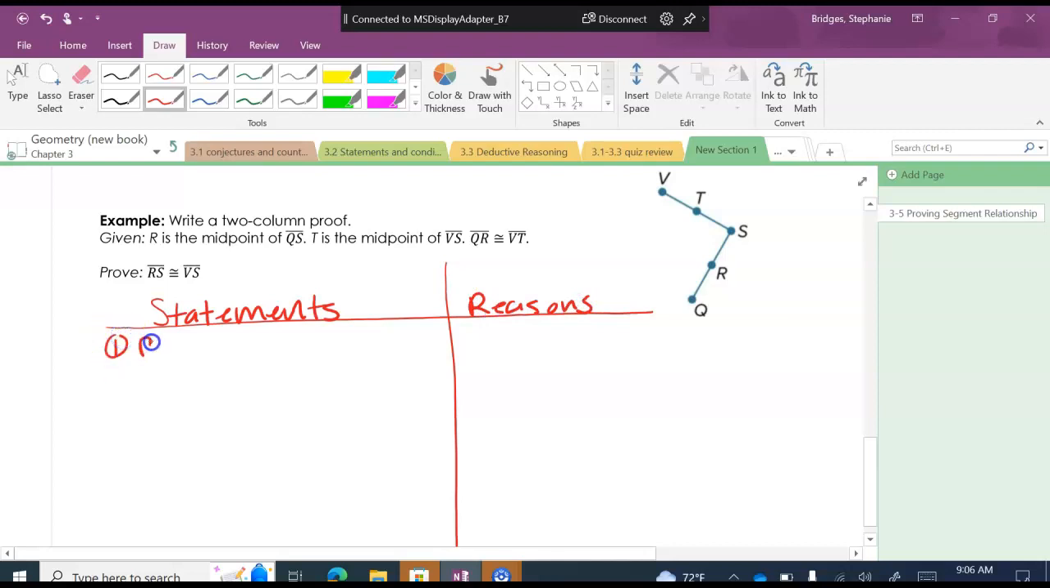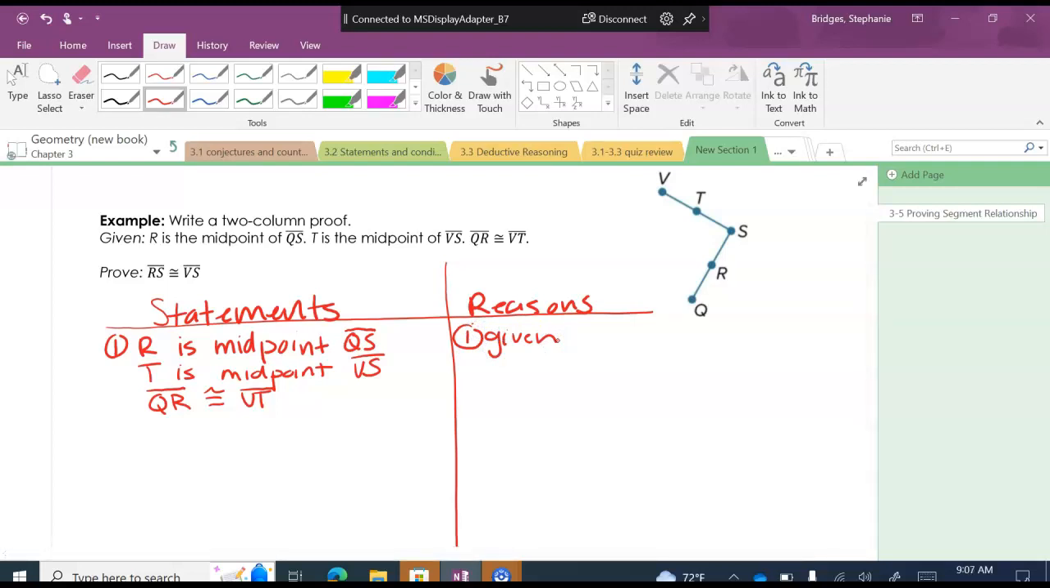All right, my given is R is the midpoint of QS, okay? And then it also gives me some more. It says T is the midpoint of VS, and then I get some more given information. Segment QR is congruent to segment VT. All of that is given, and so I'm going to write it all in the same step. Sometimes people split up the given information, but I don't like to do that because I tend to think sometimes we forget about those.